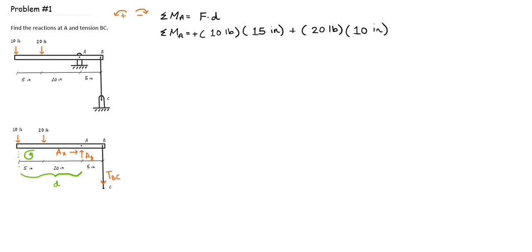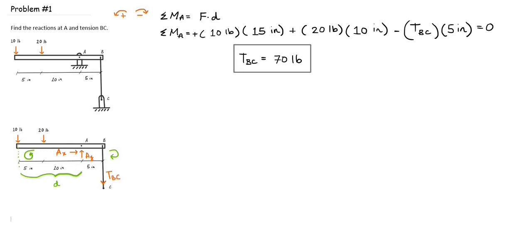And the perpendicular distance from point A to the line of action of tension BC is 5 inches. This time it would be a minus sign. If we follow the path of the line of action from point A, it would be clockwise. And this is equal to 0. After doing some simple math, tension BC is equal to 70 pounds. The sum of the forces in the x direction is equal to 0. Therefore, AX is equal to 0.